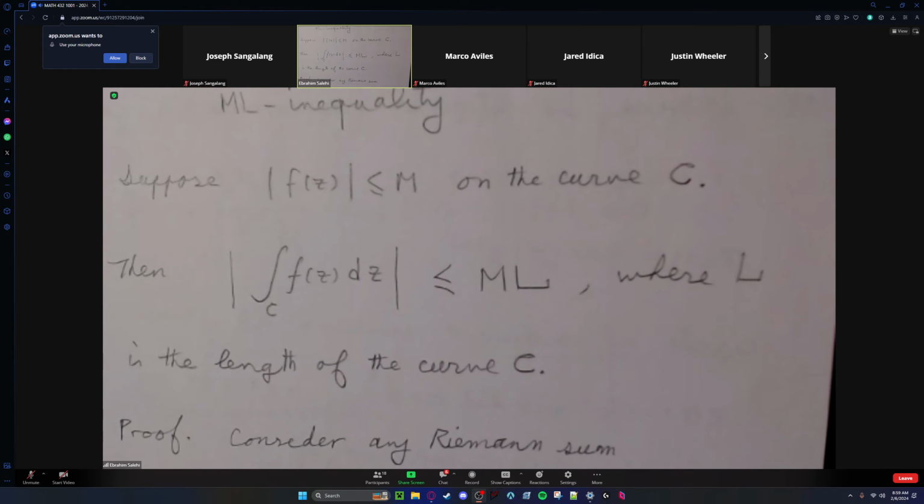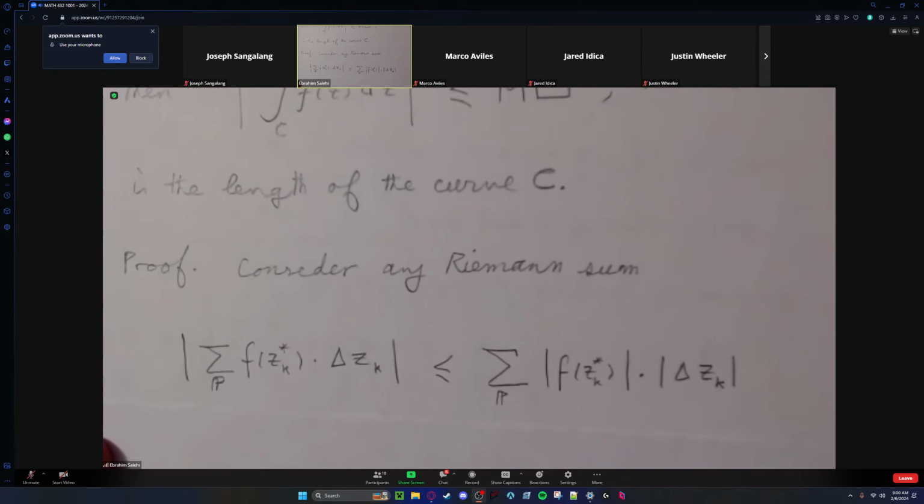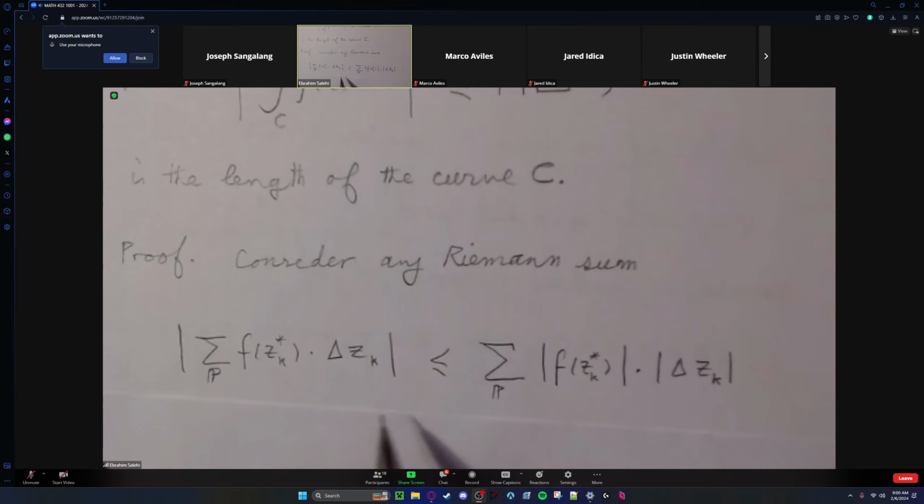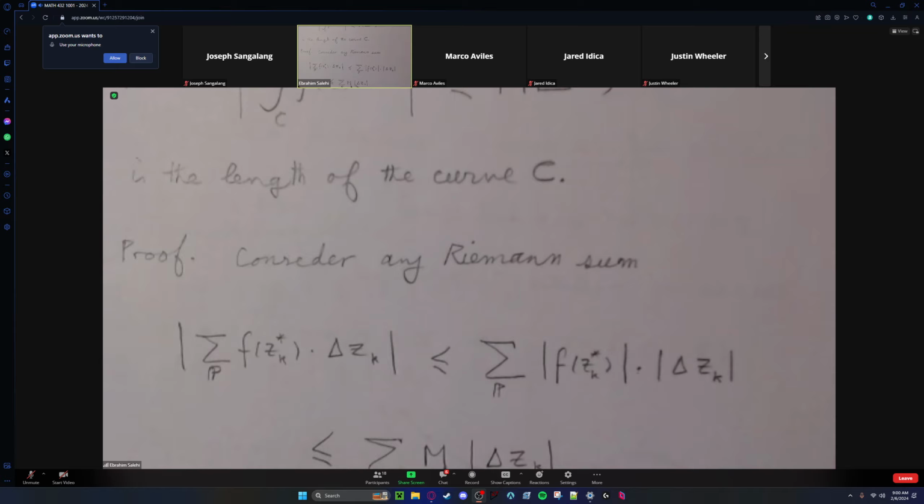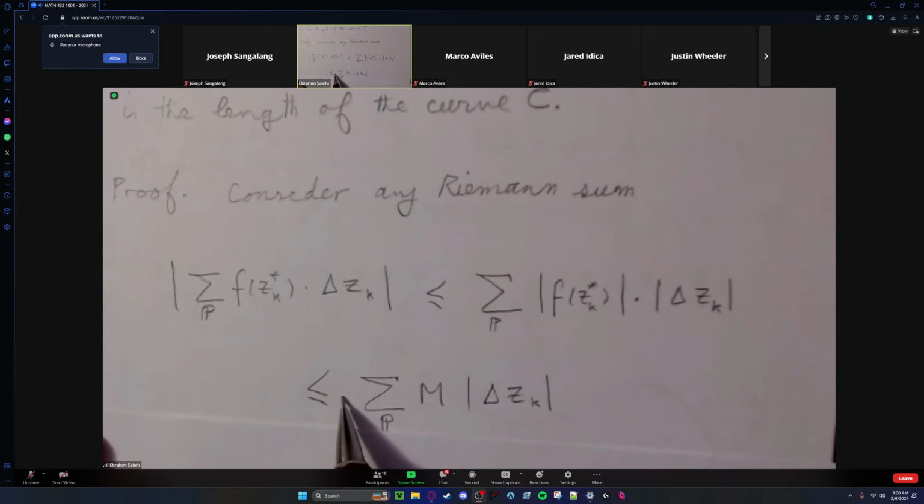Remember that Riemann sum? Here is the Riemann sum, right? So the modulus of this is less than or equal to, we take the modulus inside. But this is less than or equal to M. I replace this by M, I get something a little bit bigger. So here is M. Now this is a constant, I can pull this constant out.